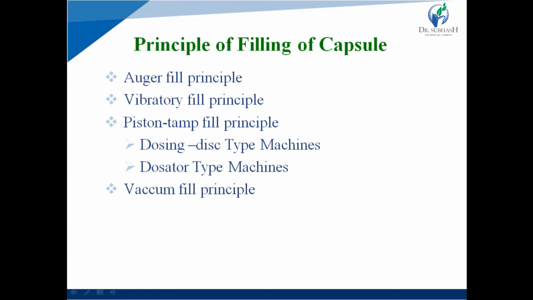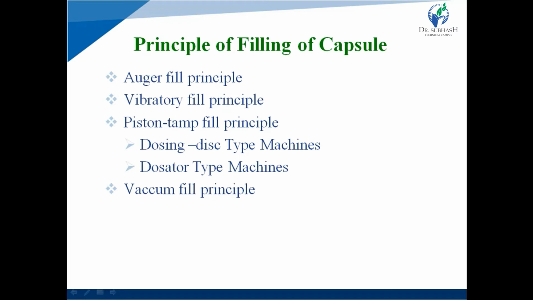Next one is dosator type. In dosator type, three types of machine are available: Zanasi, MG2 and Pharmatic. A dosator type machine is made up of an open-ended cylinder that is known as a dosator. A piston is fitted on its upper end and its position is set to a determined height that is known as the piston height.